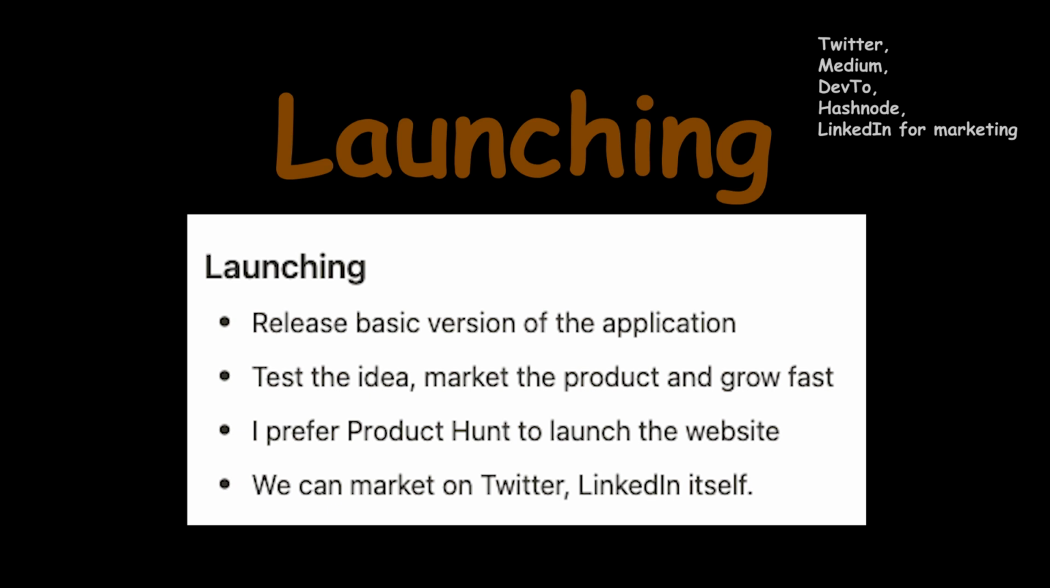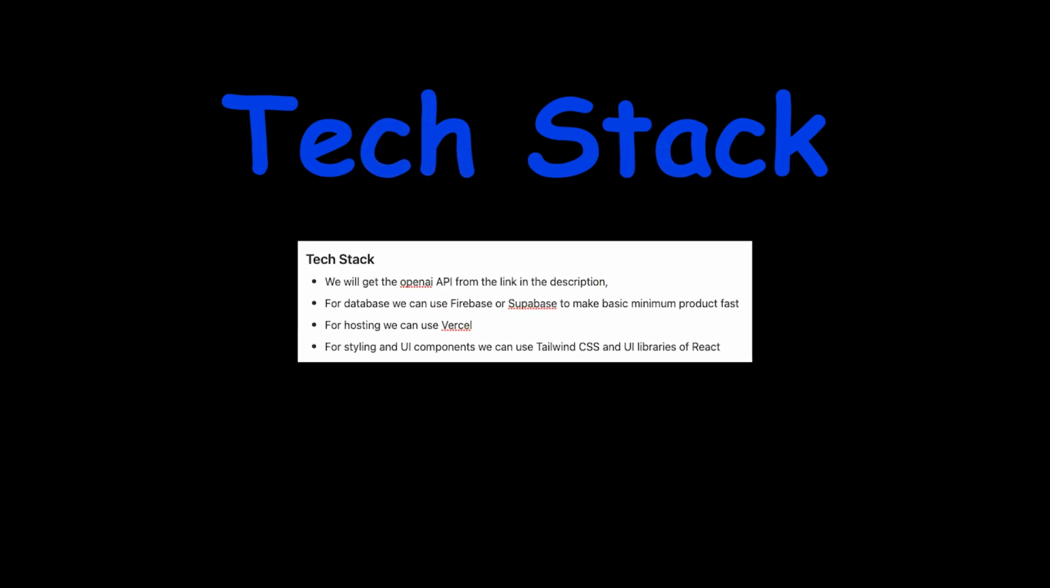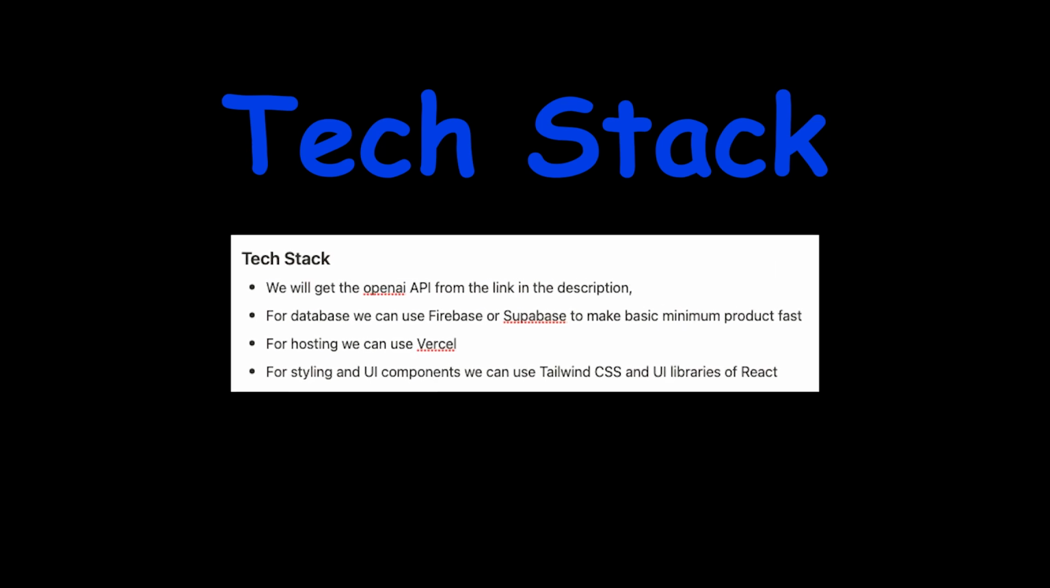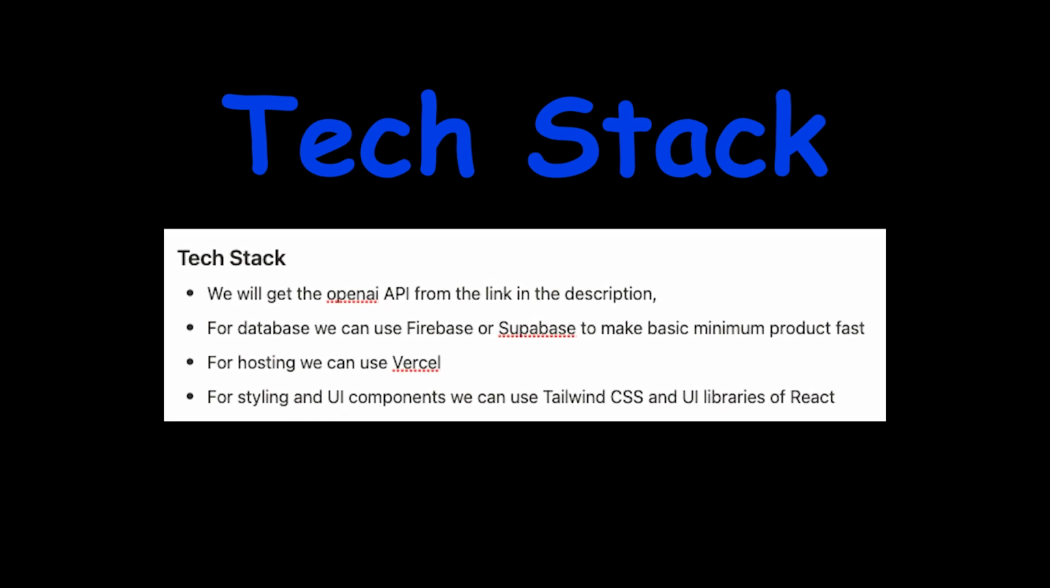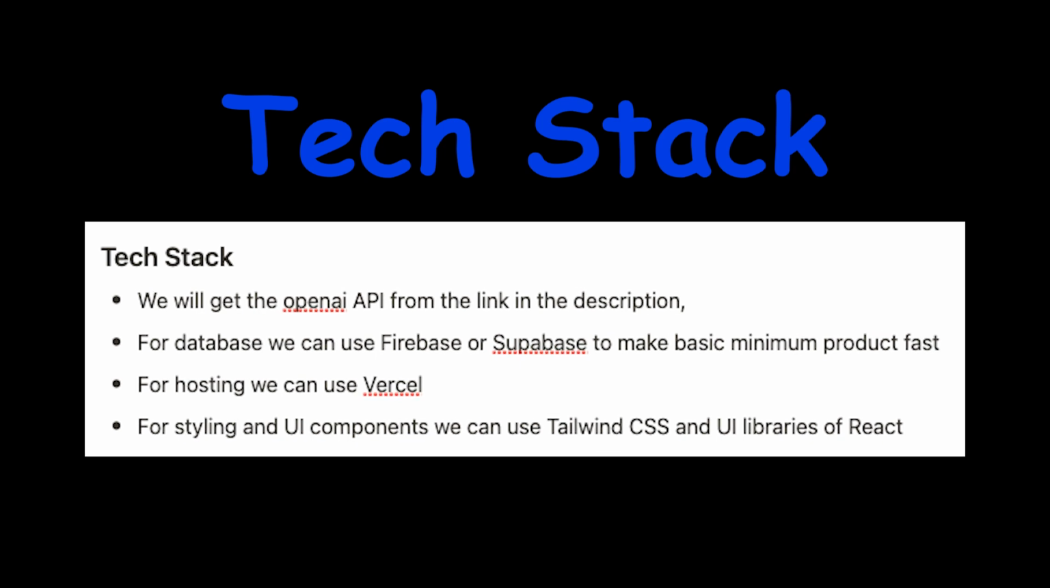Next is the technology stack, or tech stack. We will be using OpenAI APIs. Its API is not free of cost. It's not public. We have to use the paid version. The link is in the description. You can check it out. For the database, you can prefer Firebase, Supabase, PocketBase, Appwrite, MongoDB, whatever you are comfortable with, to make the basic minimum product fast.